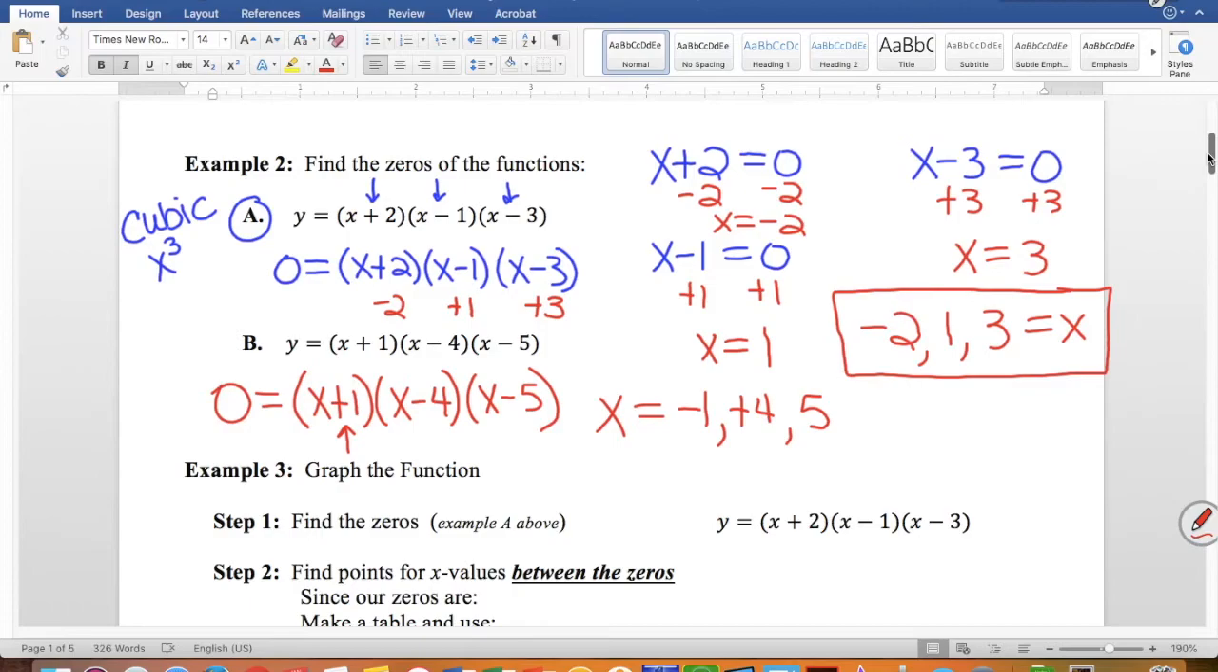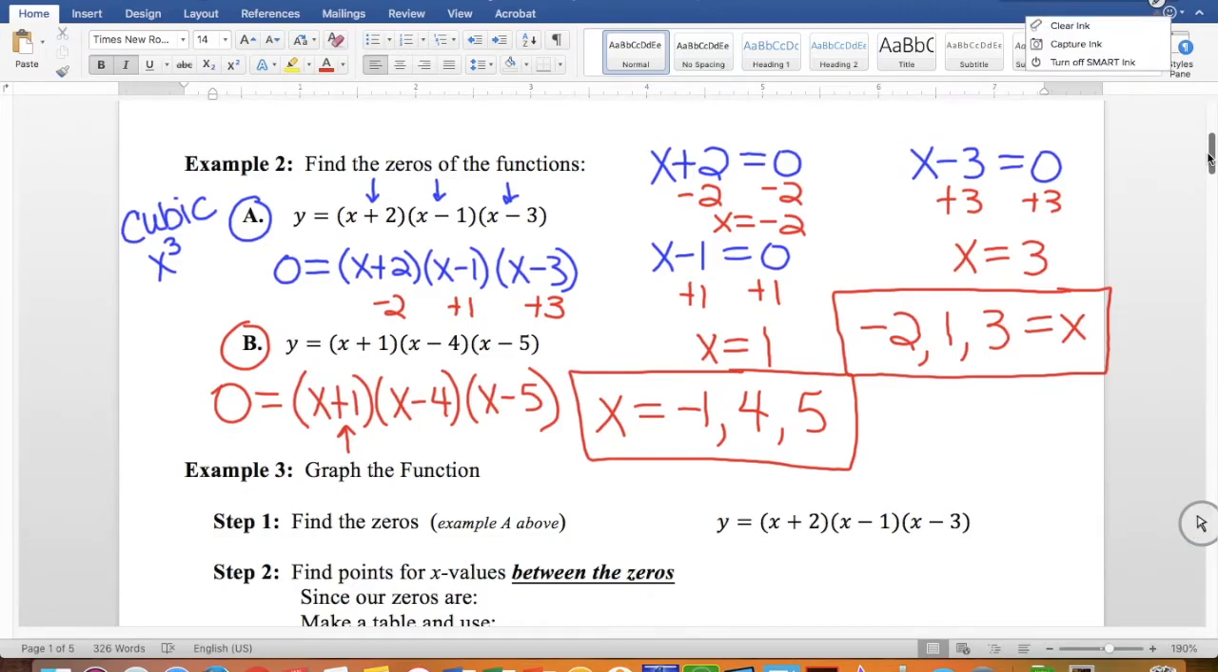And I really don't need the plus in there. I was just saying since I said positive, I wrote it. So positive 4 and positive 5. There are my three solutions. Again, if I were to graph this equation, these 3 points, negative 1, 4, and 5, are where my graph is going to cross the x-axis. Okay? All right, example 3.